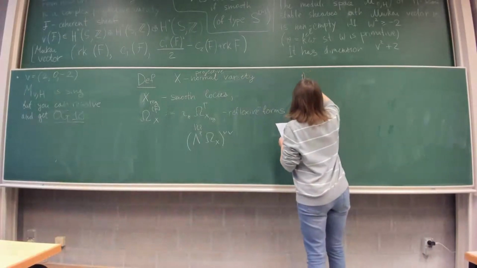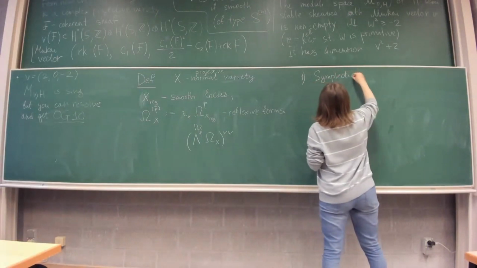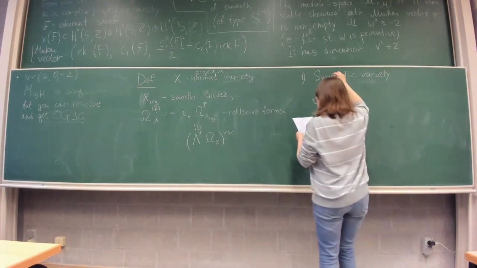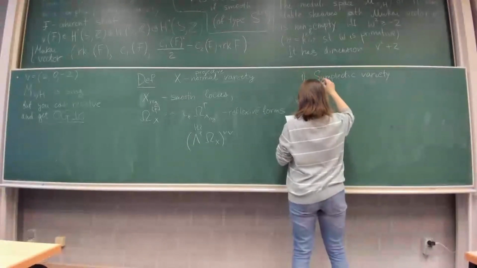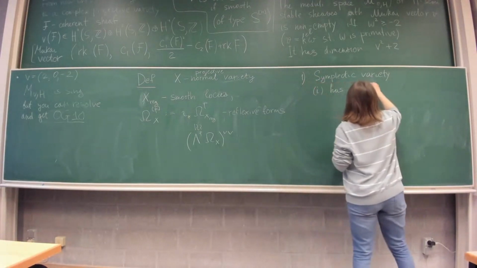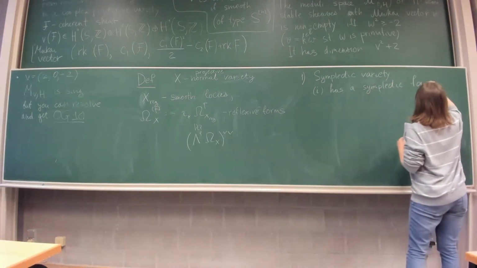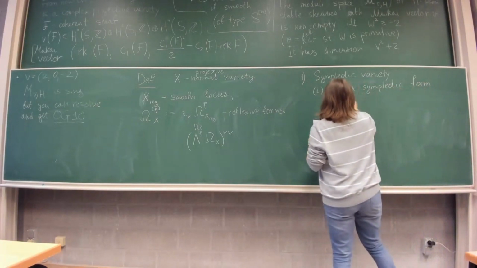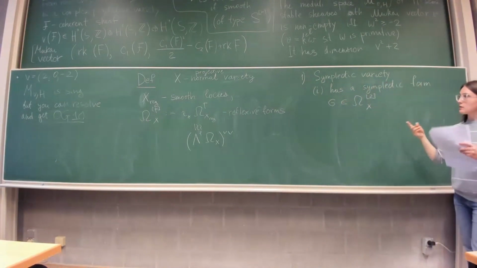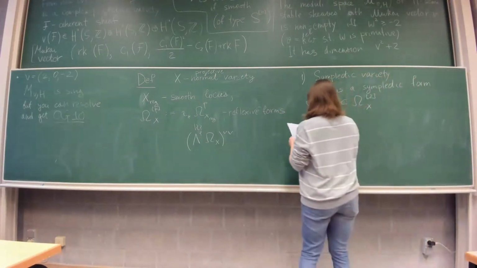So now the definition. The first thing I want to define is the symplectic variety. This is the definition through Beauville, it's 2000. And it is called symplectic if it has a symplectic form sigma inside of omega 2 of X. So this means that this form is symplectic on the regular locus, because these forms are the ones that come from the regular locus.